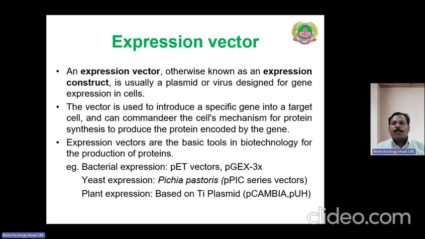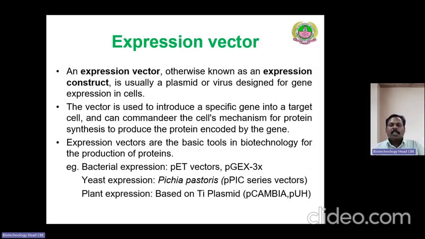The next type of vector system is the expression vector system. As the name implies, it is also referred to as an expression construct or expression vector, used to produce the foreign protein in host systems. So these vectors are primarily used as an expression system to get the cloned DNA or a gene of interest to produce the recombinant proteins.